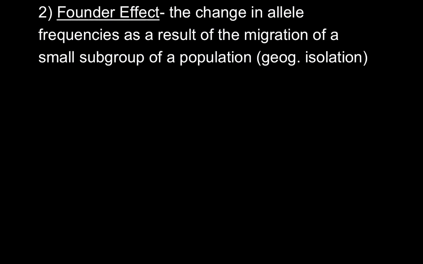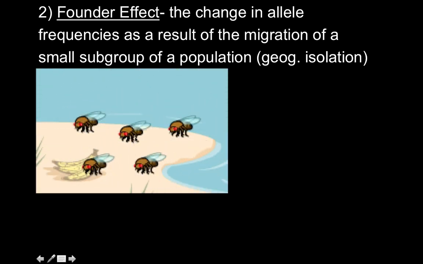All right, the other type of genetic drift is called the founder effect. This is a change in allele frequencies as a result of the migration of a small subgroup of a population. And this ties back to a topic from our first week of Unit 4, which is geographic isolation. So, for instance, let's say a storm blows some birds, or in this case some insects, out over the ocean, and they land on an island, and they become a new population of insects on this island, and that is called the founder effect.